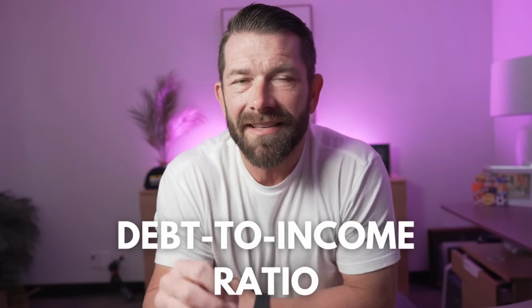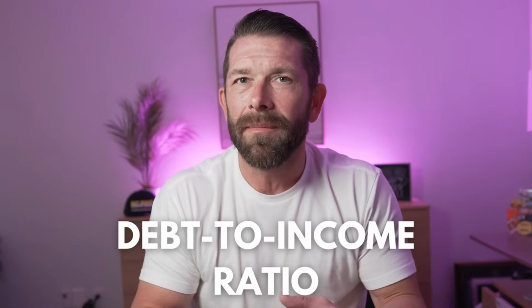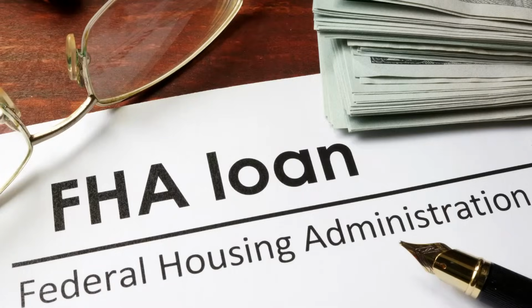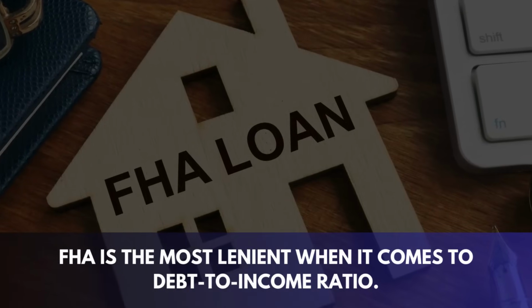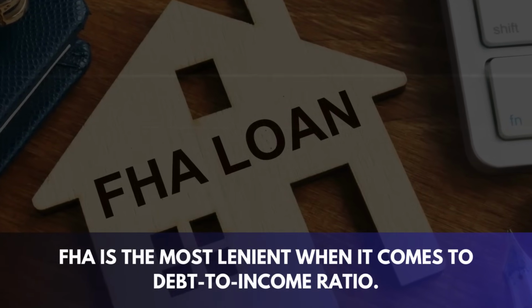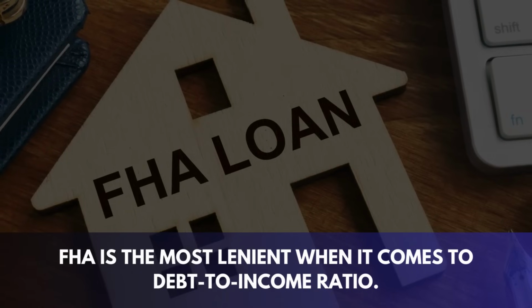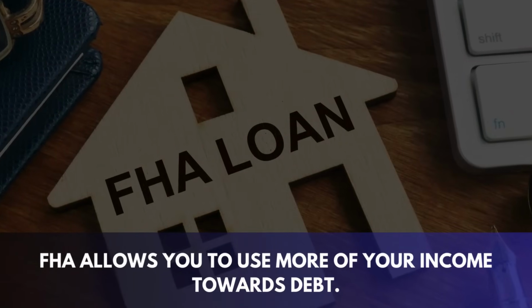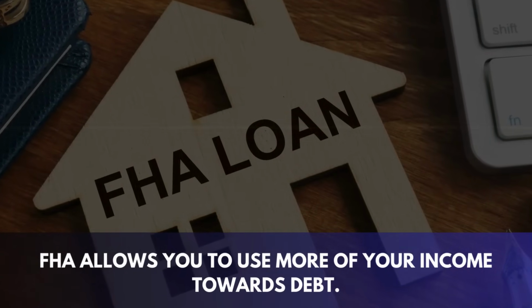Now, when we're talking about debt to income ratio today, we're talking about debt to income ratio when it comes to an FHA loan. And the primary reason we're doing FHA is because FHA is probably the most lenient when it comes to debt to income ratio outside of VA loans. But with that, understand when we talk about debt to income ratio today, it's the same exact calculation on every other type of loan program, but the only real difference is that FHA allows you to use more of your income towards debt than any other loan program out there.